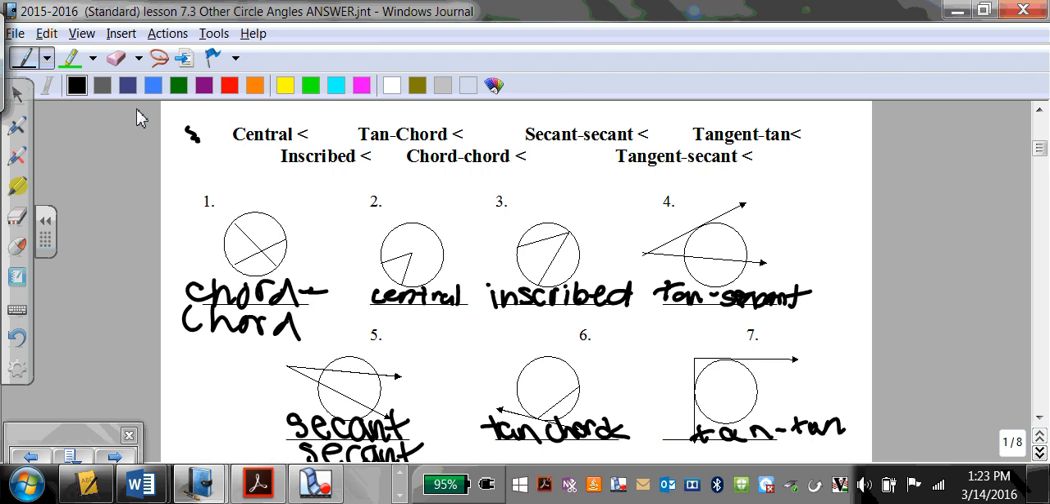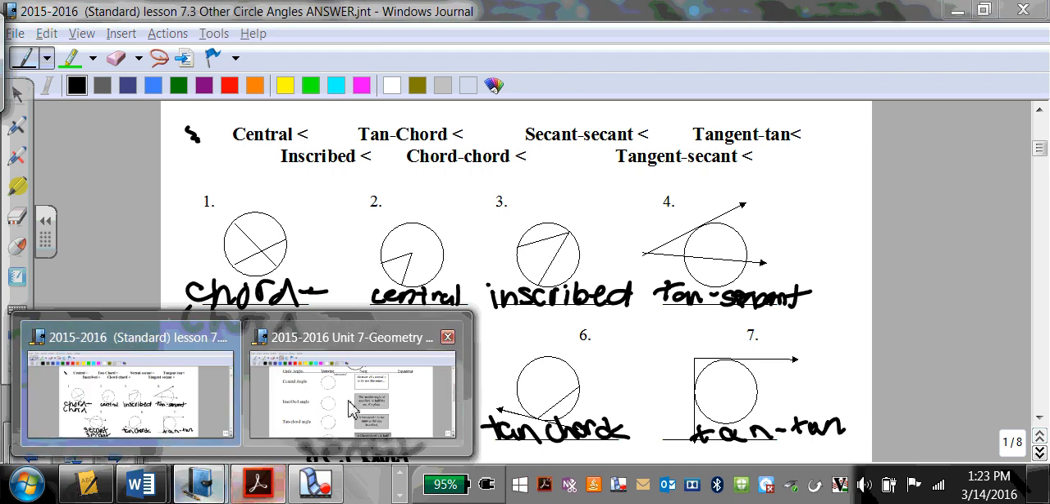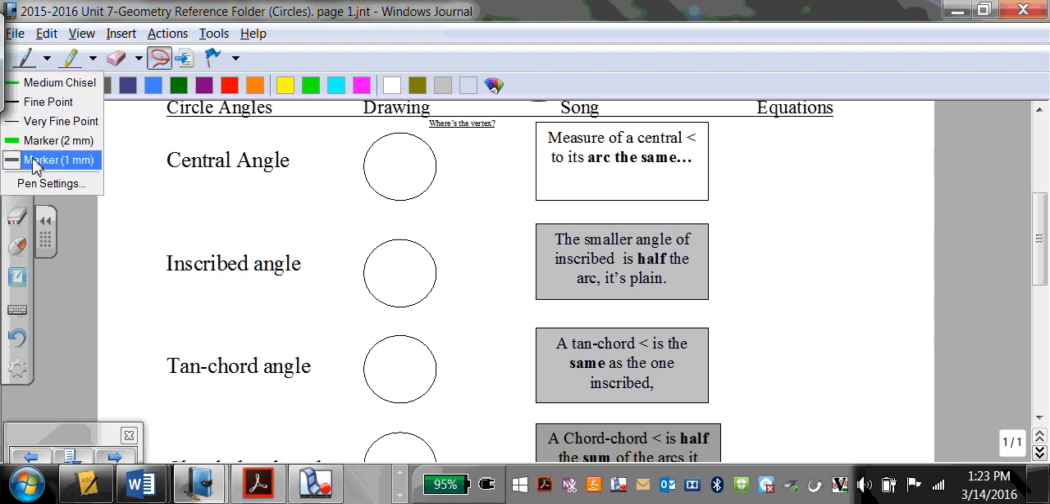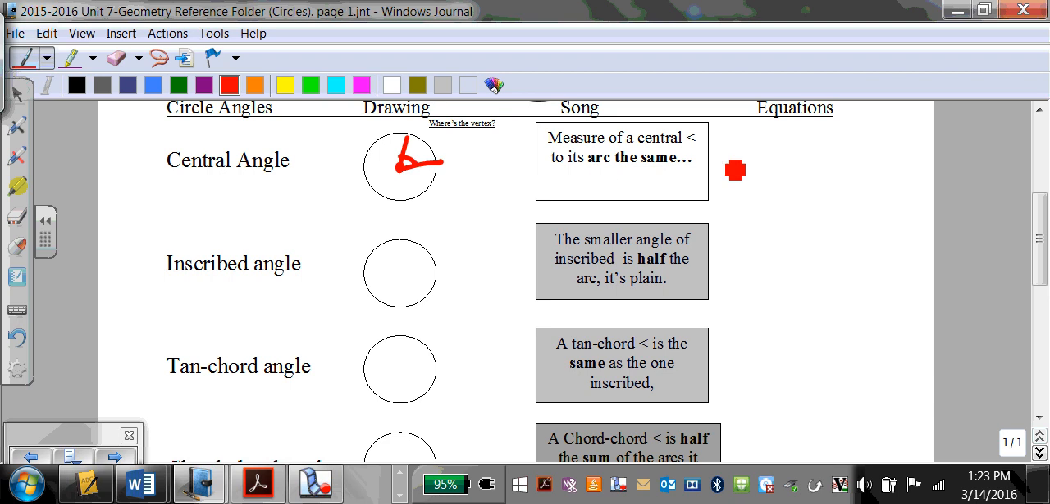Angles. Okay, from your lesson, let's go to your reference booklet and see what we've summarized so far. We have here the first three already written out. Angle equals the arc. That's the first one that should already be written down.